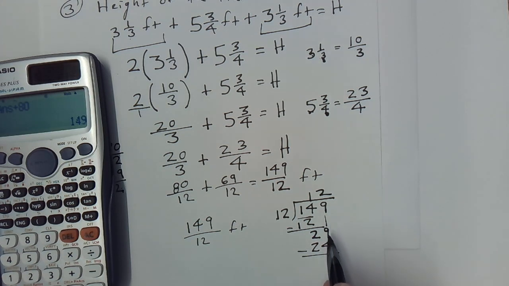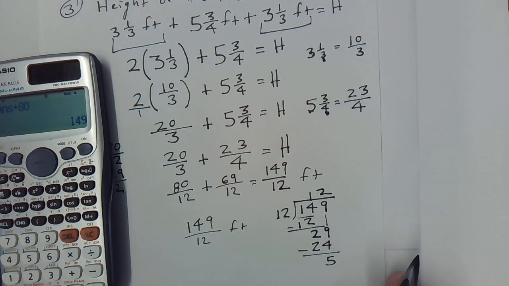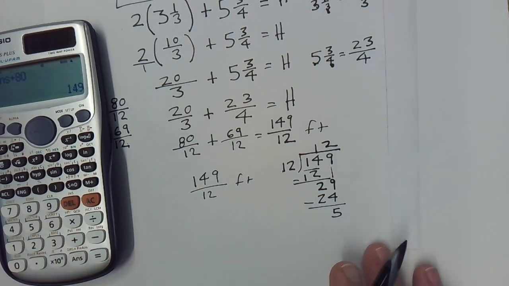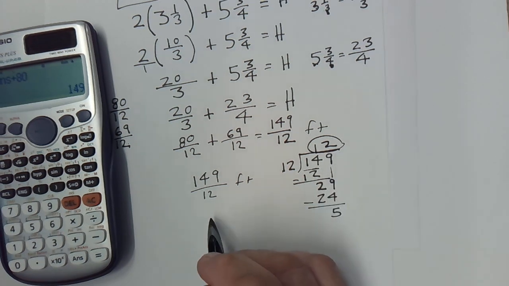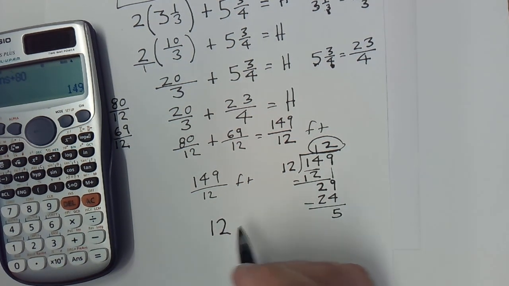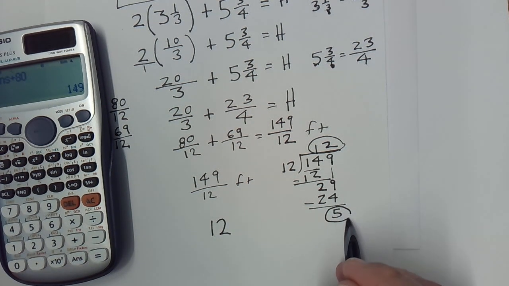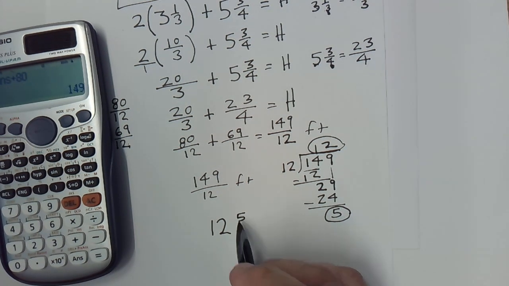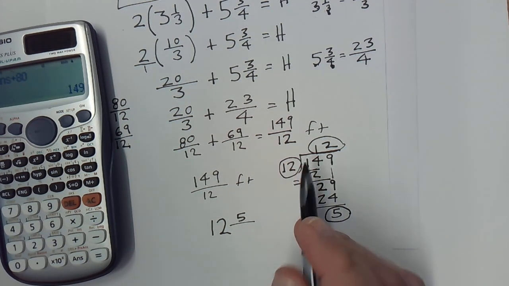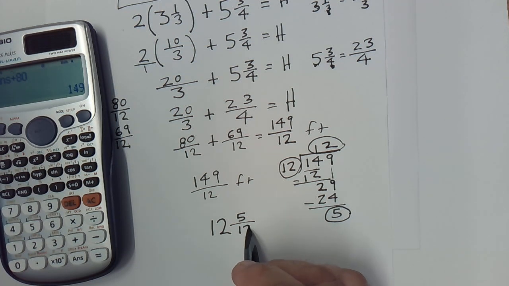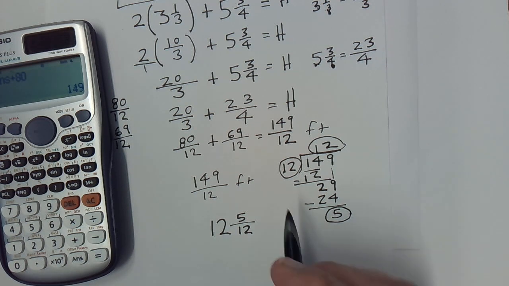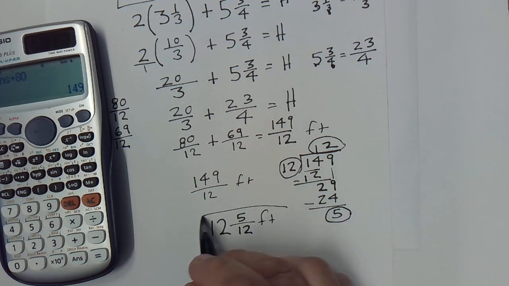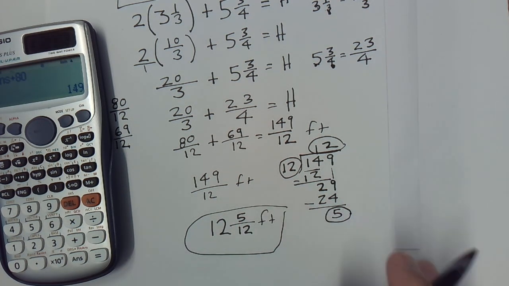Subtract that. 29 minus 24 is 5. That's our remainder. How do we rewrite that as a mixed number? We remember this part up here is our whole number, so it's 12. The remainder is going to be our numerator, and our denominator is what we divided by, that original denominator. It's going to be 12 and 5/12 feet. That is our height of the frame.